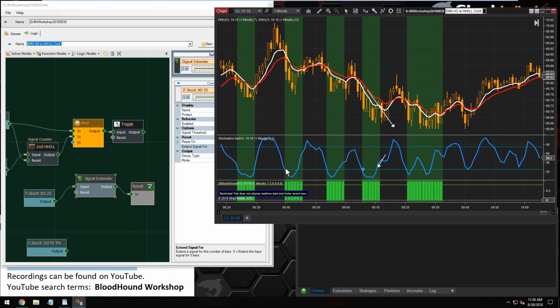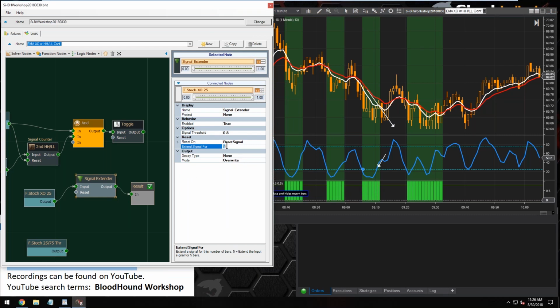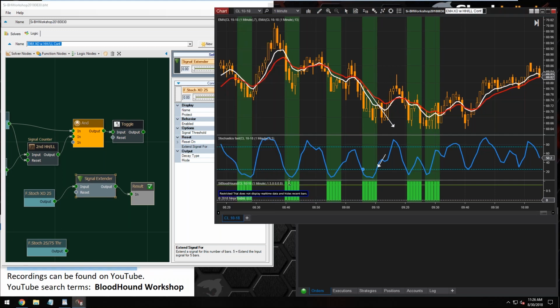So every time the stochastic crosses that 25 level, we have a signal for 5 bars. Actually, it's 5 bars past, so let's set that down to 4. There we go. So there we go. 5 bars. Like so.